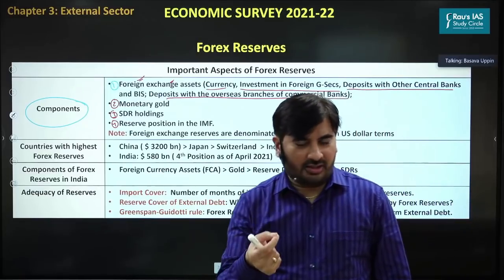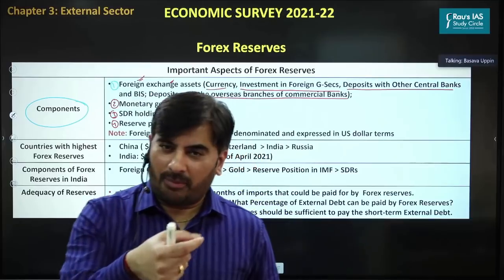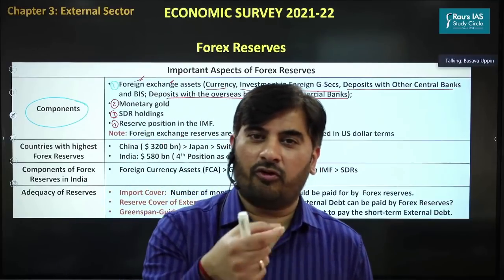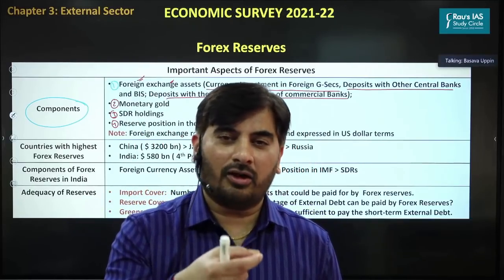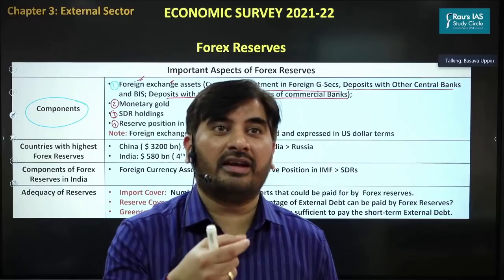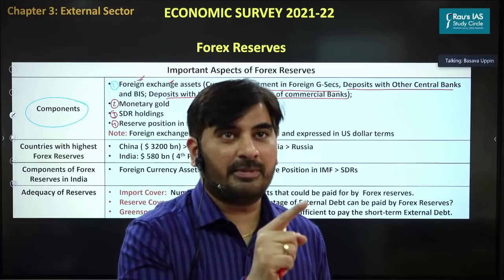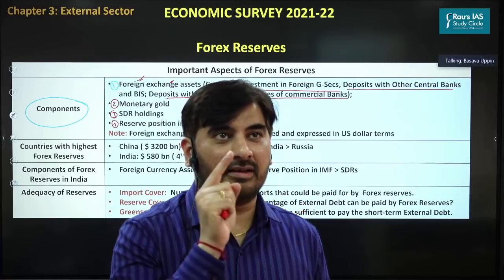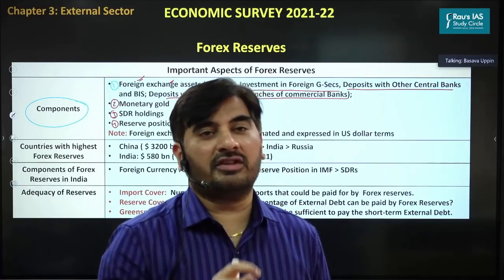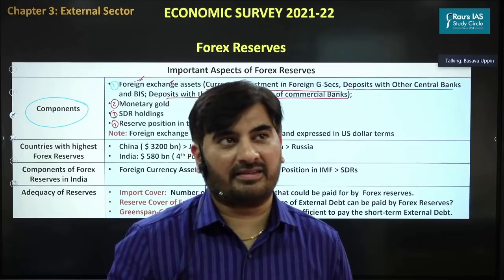So if you get a question in the prelims examination, which among the following are the components of foreign exchange assets, part of balance of payment, part of forex reserves, please understand it includes currency, investment in foreign government securities, deposit with other central banks, and deposit with the overseas branches of the commercial banks.